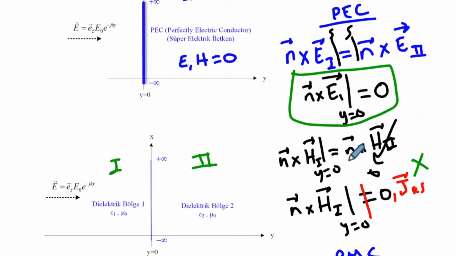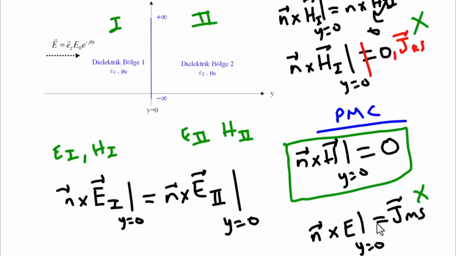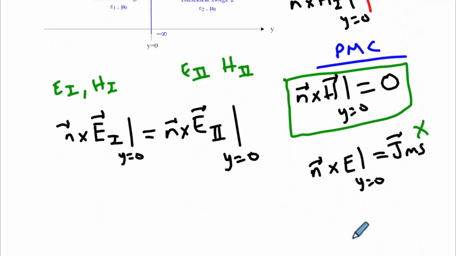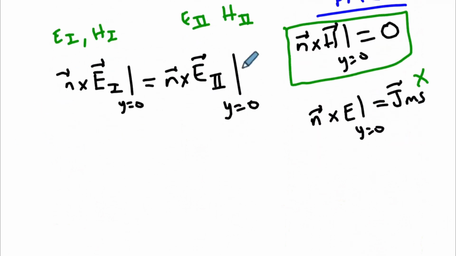For example, we couldn't use n cross a here. Is there such a problem? Or we used n cross a here and couldn't use n cross e here. So can I use both at once? Yes, friends, I can use both at once. I can use both at that boundary. So what is the logic behind it? The logic is very simple, friends.